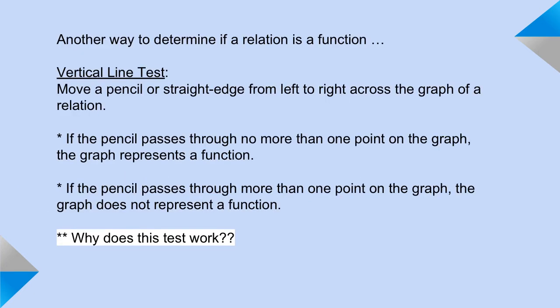Another way to determine if a relation is a function is to use something called the vertical line test. You're going to move a pencil or straight edge from left to right. So let's say that here is my graph. I would hold a pencil or a straight edge vertically going up and down, and I would move it from left to right across the graph. If the pencil intersects with no more than 1 point on the graph, then we're good. We got a function.